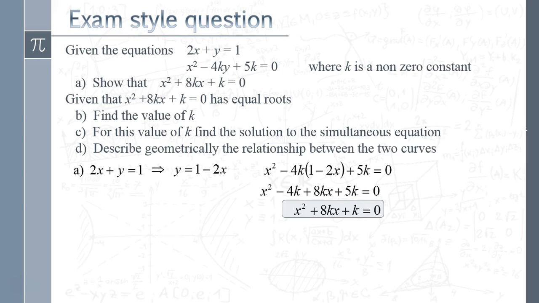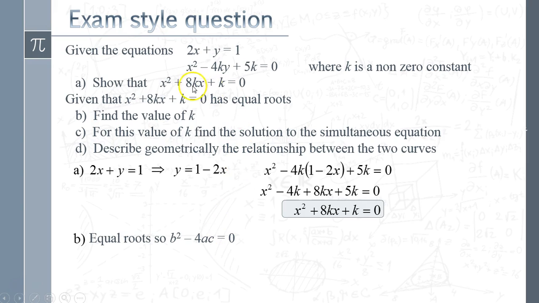Okay, on we go to part B. We're given some more information. We're told that x squared plus 8kx plus k equals 0 has equal roots. So what we've got to do is use that information to work out the value of k. So equal roots, straight away when you see a phrase regarding roots, you're thinking about the discriminant. And so we know in this case equal roots means b squared minus 4ac equals 0.